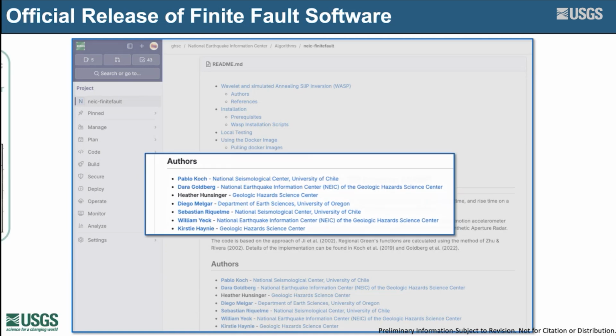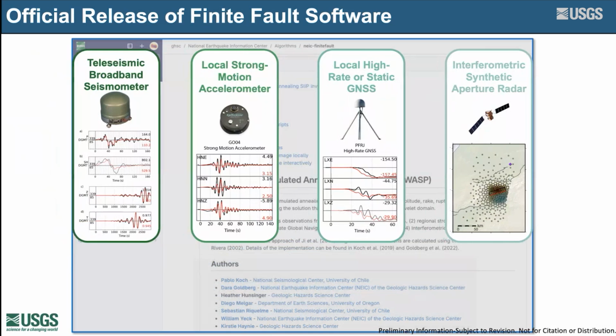So what can we do with this software? WASP currently accommodates observations from teleseismic broadband seismometers, local strong motion accelerometers, local high rate or static GNSS. Here in the picture, you're seeing high rate GNSS waveforms. Also can just use static offsets, and downsampled interferograms from InSAR.